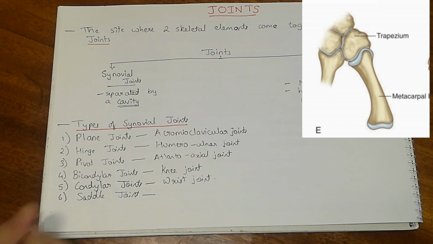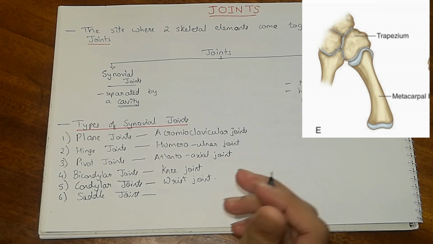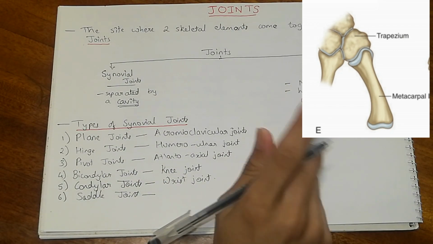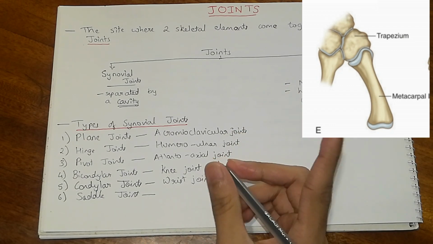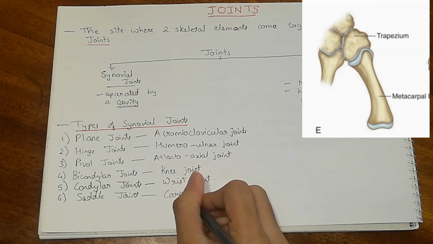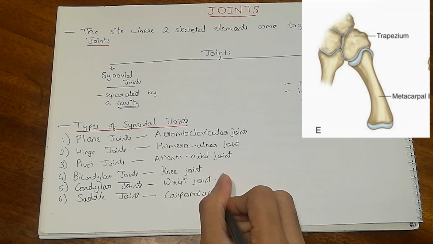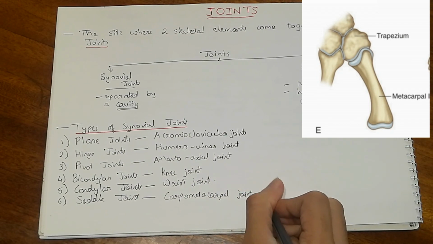Now, sixth one is saddle joint. Saddle joint allows extension, abduction, adduction, and circumduction, but does not allow axial rotation. An example of a saddle joint is the carpometacarpal joint of the thumb, only of the thumb, the carpal and metacarpal joint of the thumb.